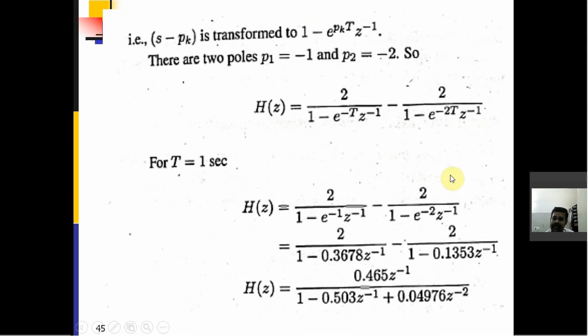After substituting in this expression, you will get 2 divided by 1 minus 0.678 into z inverse, minus 2 divided by 1 minus 0.1353 into z inverse. After subtracting these two, you will get H(z) equals 0.465 z inverse divided by 1 minus 0.503 z inverse plus 0.04976 into z to the power minus 2. This is the answer that you are getting.